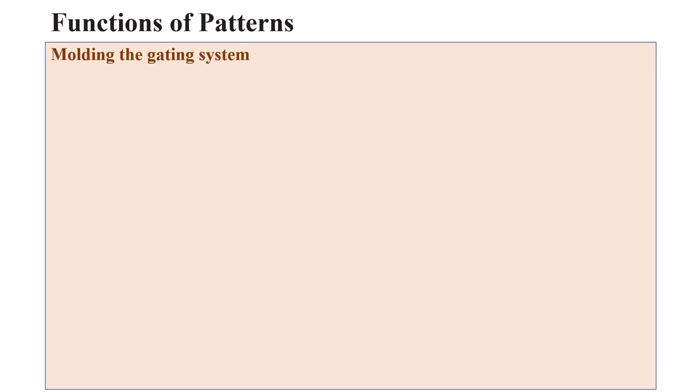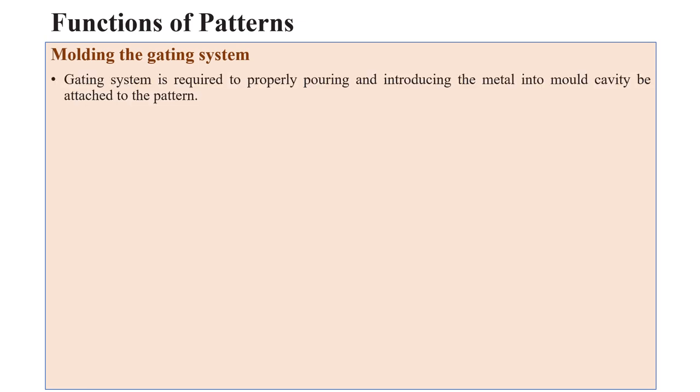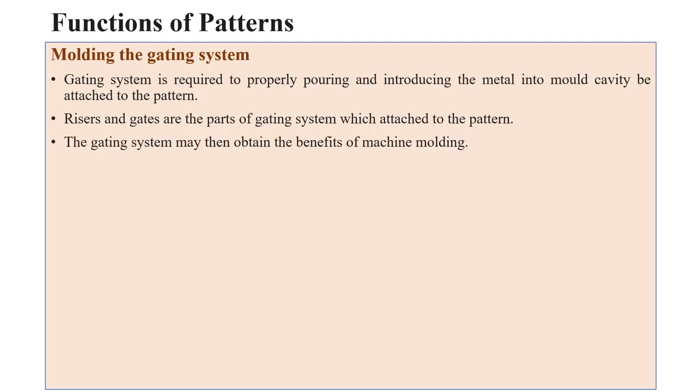First is molding the gating system. The gating system is required for properly pouring and introducing the metal into the mold cavity attached to the pattern. The gating system is generally used for proper, smooth flow of the metal, so that there should not be any erosion. This can avoid the formation of dross. The gating system is provided in the pattern which is attached. So riser and gates are the part of the gating system which attach to the pattern. The gating system may often benefit the machining.